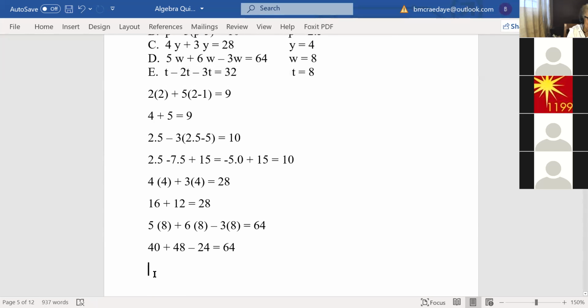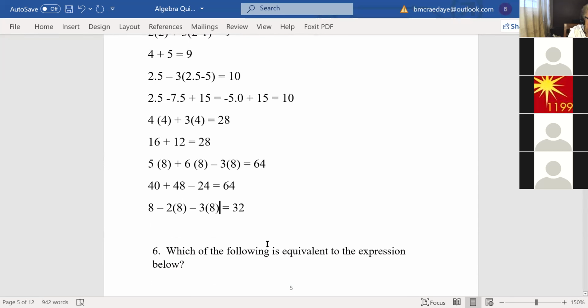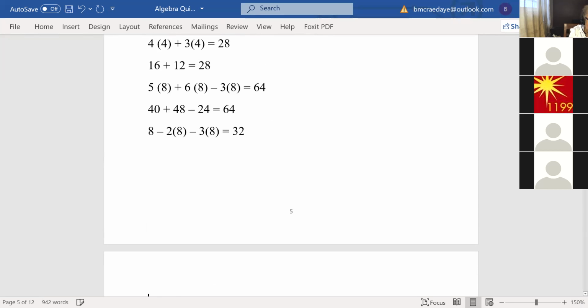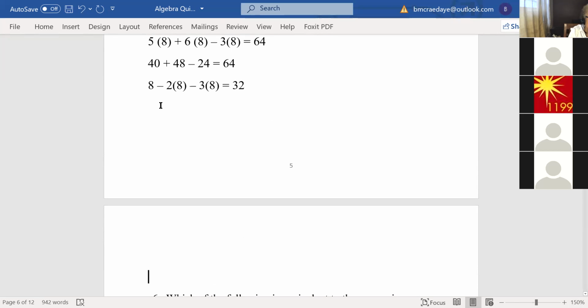Well, we can do E, but we know E is the correct one because it's incorrect. Okay, but let's just plug in to make sure. T is 8, so we put 8 for T. 2 times T is 2 times 8, and 3 times T is 3 times 8, right? Okay, what's minus 2 times 8? This is multiplication. Minus 16. A negative 16.